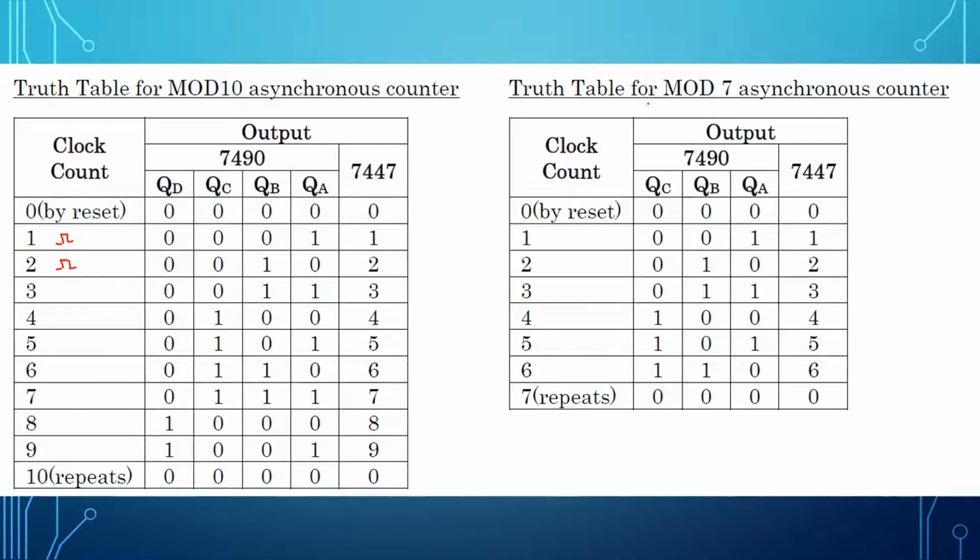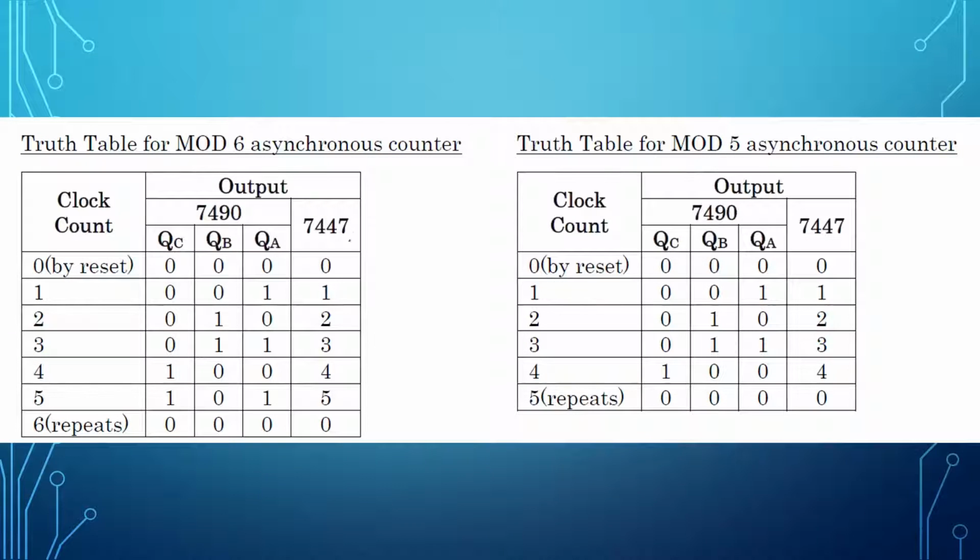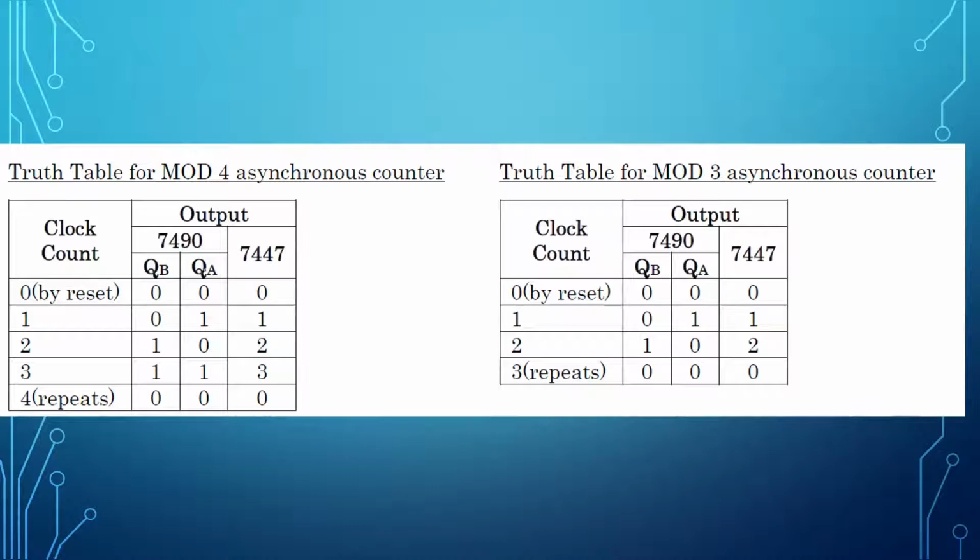Mod 10 counter will be having how many flip-flops? You can see it will be having 4 flip-flops. When I come to mod 7 counter, it will be having only 3 outputs with respect to the flip-flop. When I speak about the mod 6 counter, it will also be having 3 outputs of the flip-flop. Mod 5 will also be having 3 flip-flops. When I go to mod 4 counter, your mod 4 counter will be having 2 flip-flops connected.